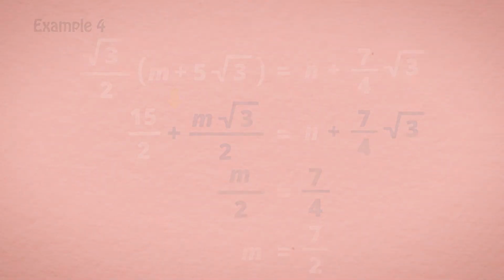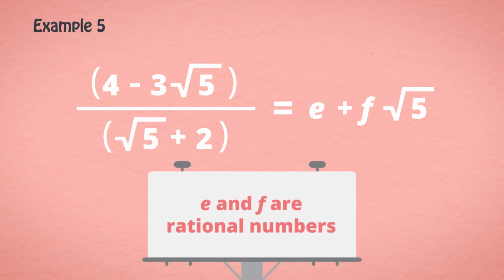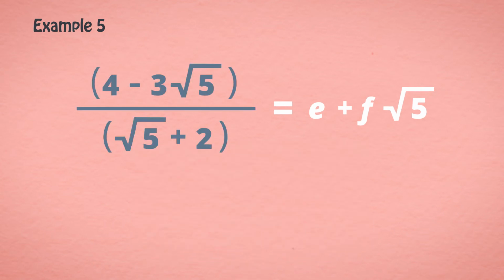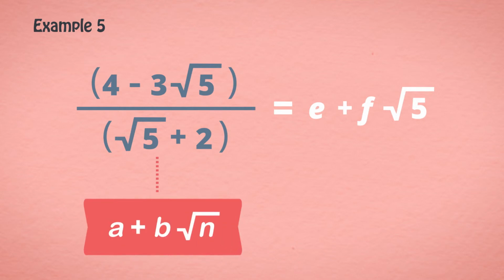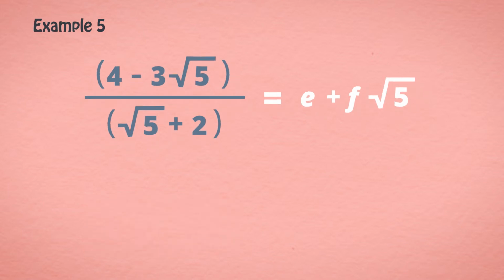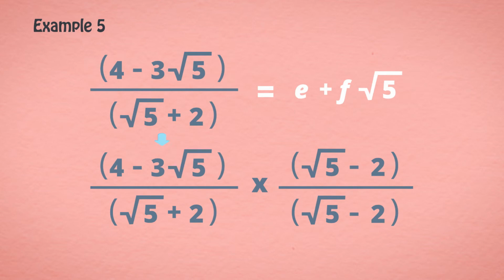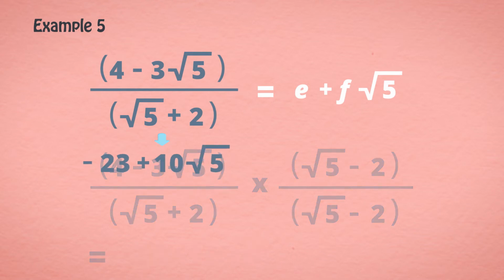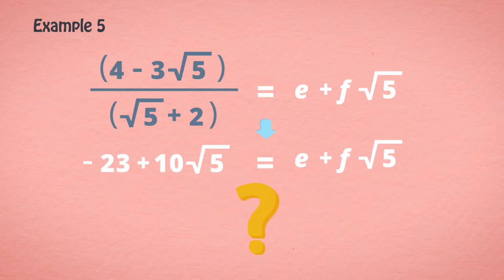Next, let's apply what we have learned to this question. Now we know that we can express this expression in this form. By doing so, we will be able to apply the equality property to find the unknowns. Thus, let's multiply the expression by this, and simplifying it further will give us this. Now that we have simplified this, do you know what to do next?